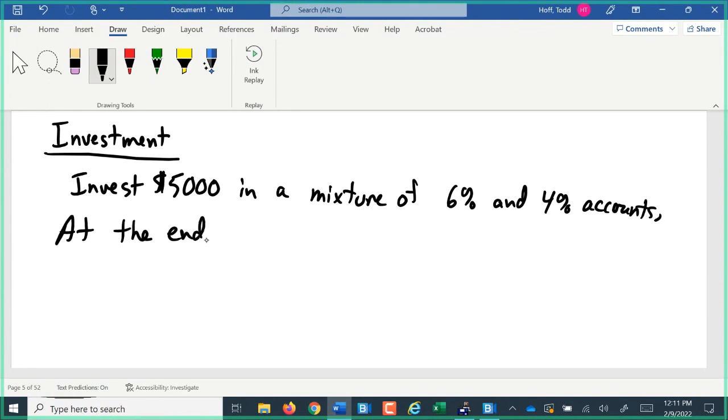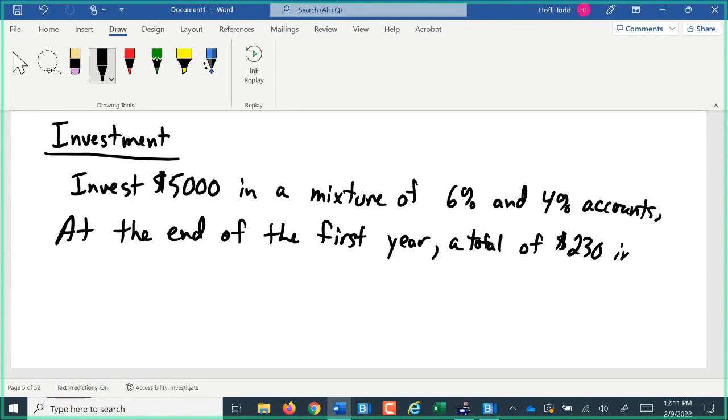At the end of the first year, a total of $230 in interest is earned. How much was invested in each account?